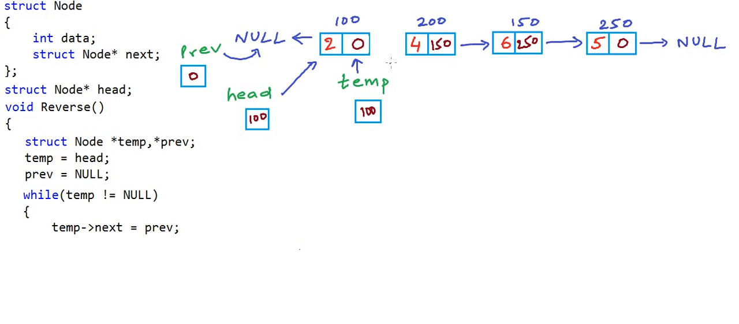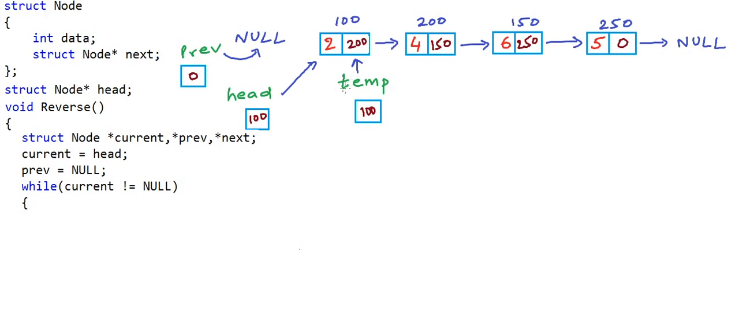But there is a problem. As soon as we adjusted the link of this particular node at address 100 to make it point to null, we lost the address of the next node. So how do we move temp to this particular node at address 200? We cannot say temp equal temp.next now. If we say temp equal temp.next, now we will go to null. So this is a problem. So at each step in our iteration, before we set the link field of the current node to make it point to the previous node, we should store the address of the next node in another temporary variable. So what I'll do here is something like this.